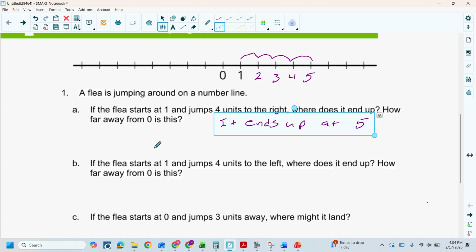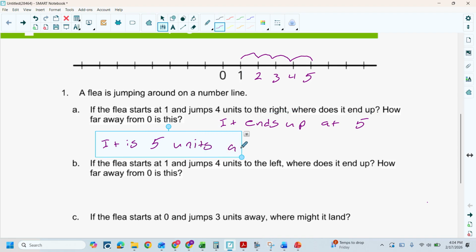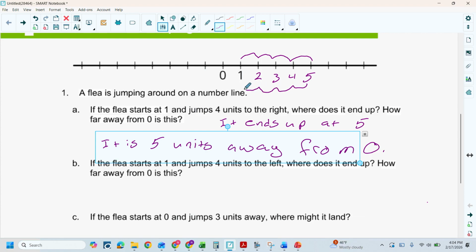How far away from 0 is this? It is 5 units away from 0. Because that's 1, 2, 3, 4, 5.